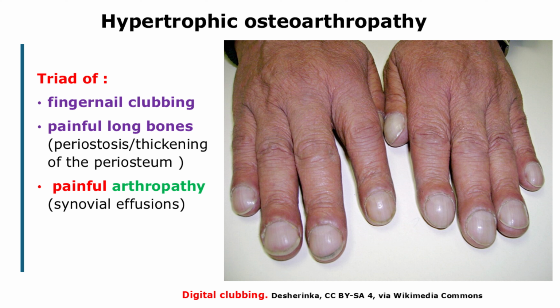Digital clubbing is thickening and widening of the nail bed and digital phalanges, giving the fingers a bulbous, broomstick appearance. This is due to connective tissue proliferation at the nail bed and distal phalanx. The base of the nail feels spongy when compressed, and this is due to increased fibrovascular tissue under the nail.